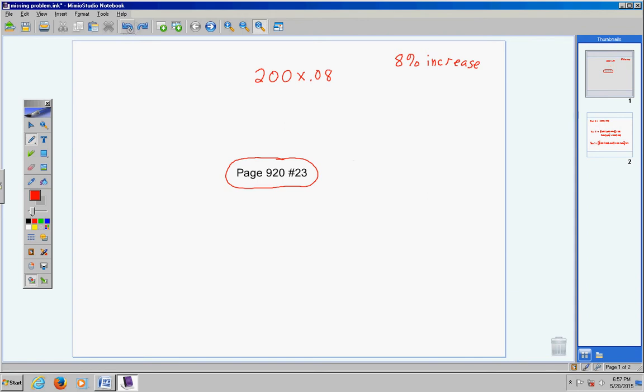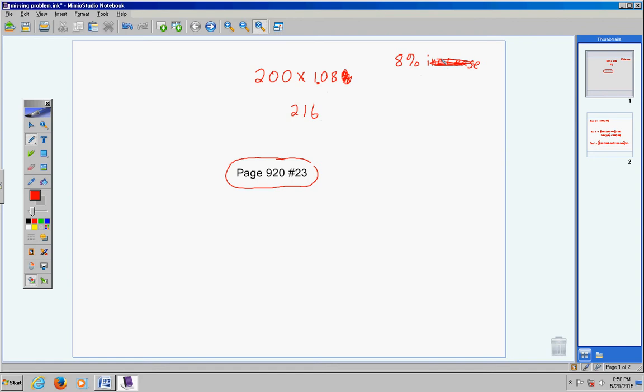But there's another way to do it. You guys should remember this. Anytime you're dealing with an increase, instead of multiplying 200 by 8% and then adding it, you could say, it's an 8% increase, so I'm going to multiply 200 by 108%. You add 100% to this. 108% would be 1.08. If you take 200 times 1.08, you get exactly 216, so it's a little faster to do it that way.